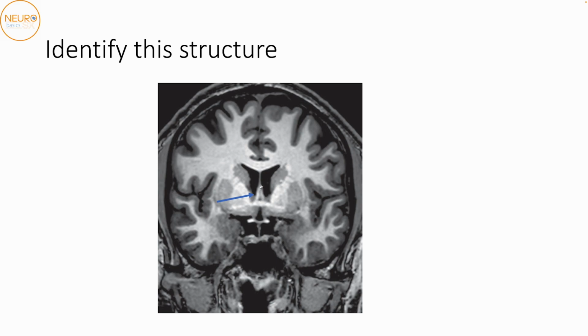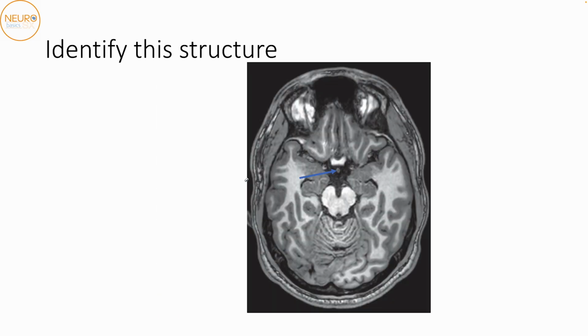Yeah, so this is the fornix. Okay, so this is the anterior columns of the fornix wrapping around the foramen of Monro. Lateral ventricle, septum pellucidum, and the caudate nucleus on both sides. Okay, can we identify this structure over here?